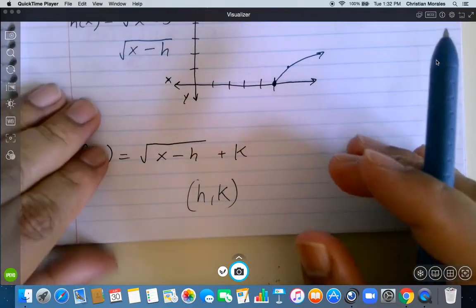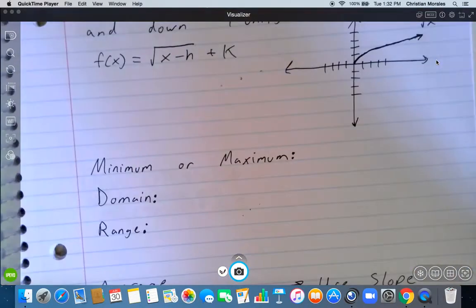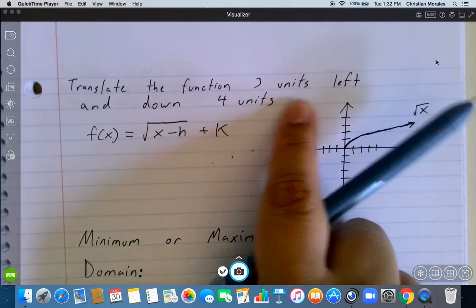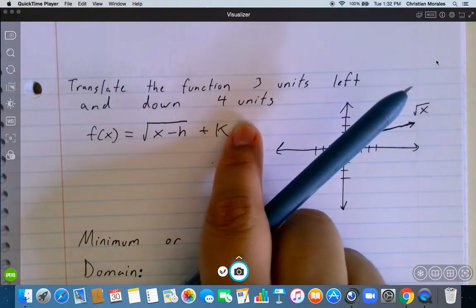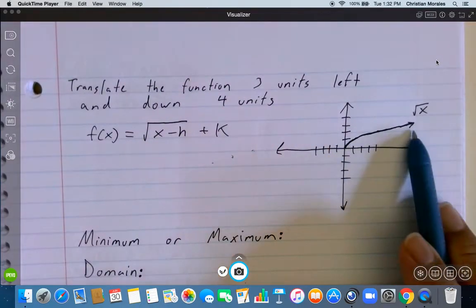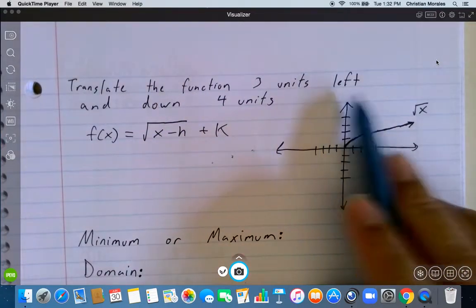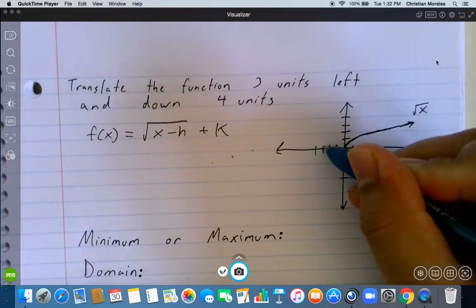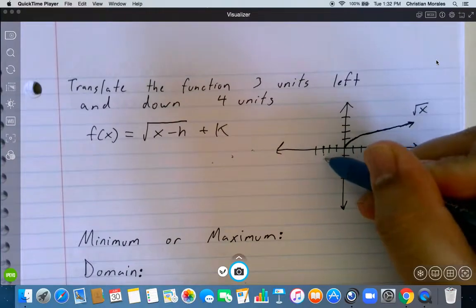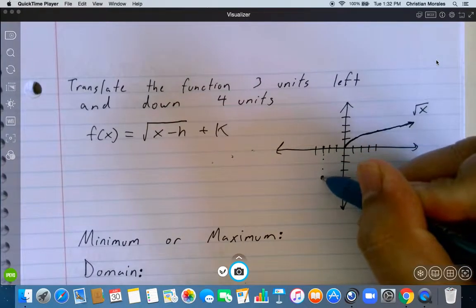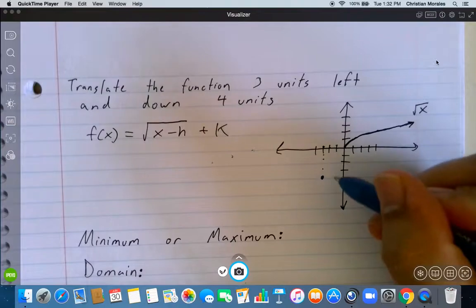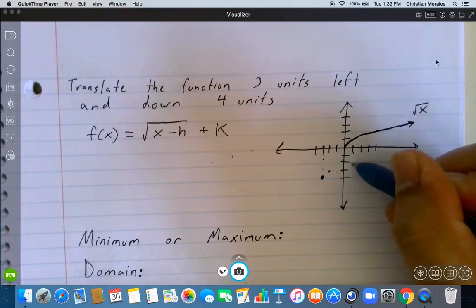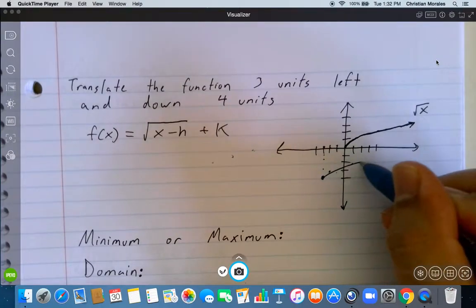So let's do a couple examples of this. Let's say you want to translate the function 3 units left, and down 4 units. So this is the parent function. This is the original. If you're going to move it left 3 units, you go 1, 2, 3, and then 4 units down, 1, 2, 3, 4. Your curve is now here. But it would continue to do what it did before. It would grow.